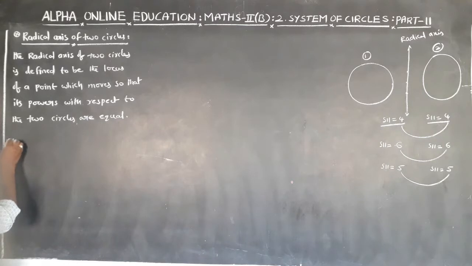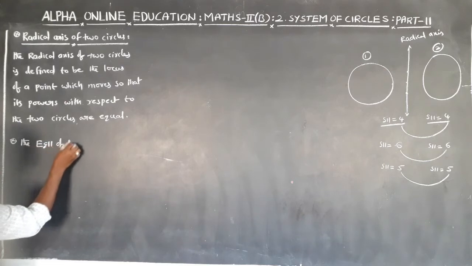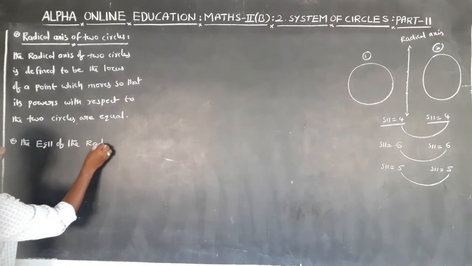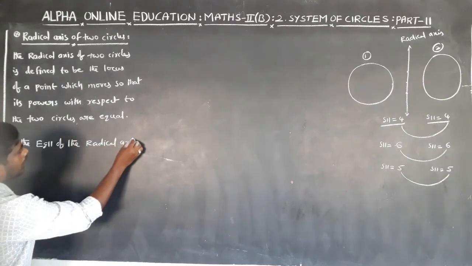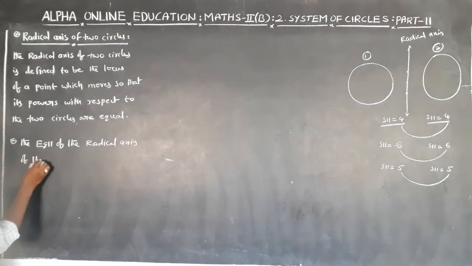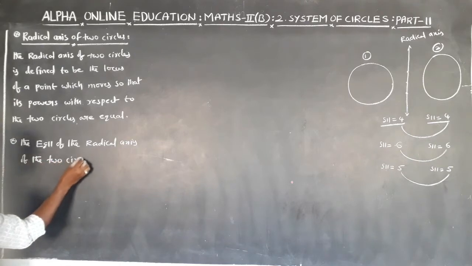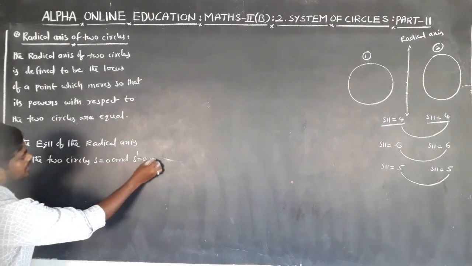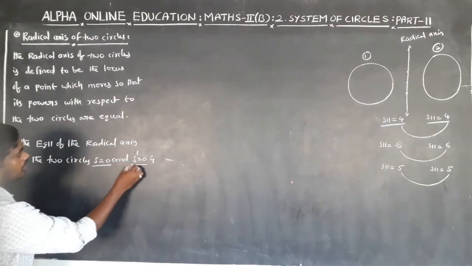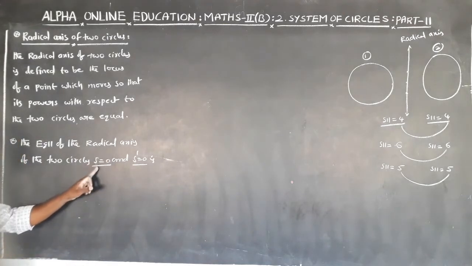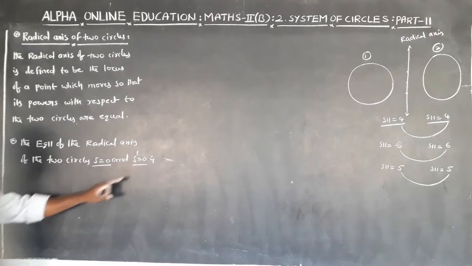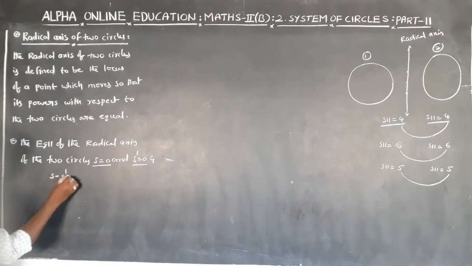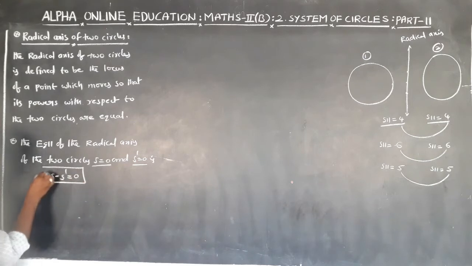Next one. The equation of the radical axis of the two circles S is equal to 0 and S dash is equal to 0 is S minus S dash is equal to 0.